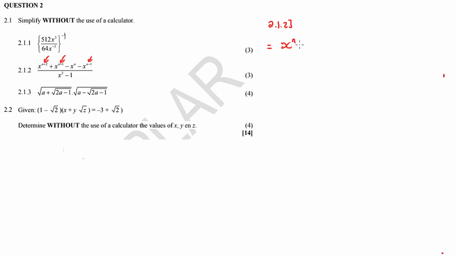x exponent n multiplied by x exponent 2, plus x exponent n times x exponent 1, minus x exponent n minus x exponent n minus 1. No, I must break it now. What am I doing? x exponent n multiplied by x exponent minus 1, divided by x squared minus 1. This looks like a difference of two squares, but let's leave that for now and just make sense of what's happening at the top.